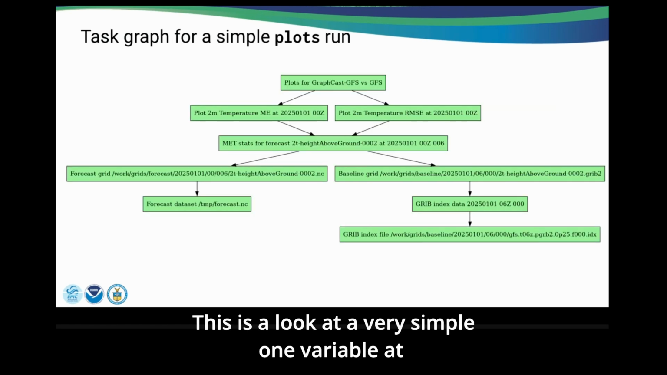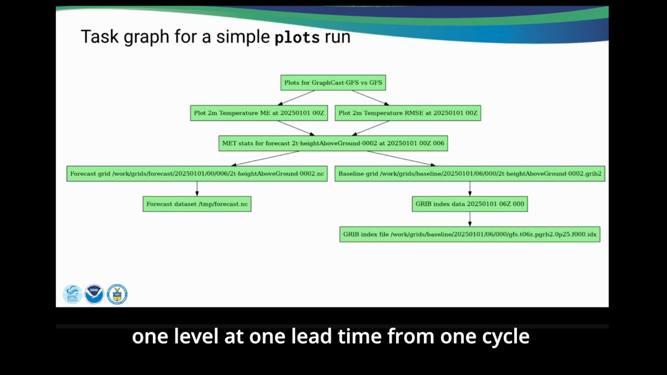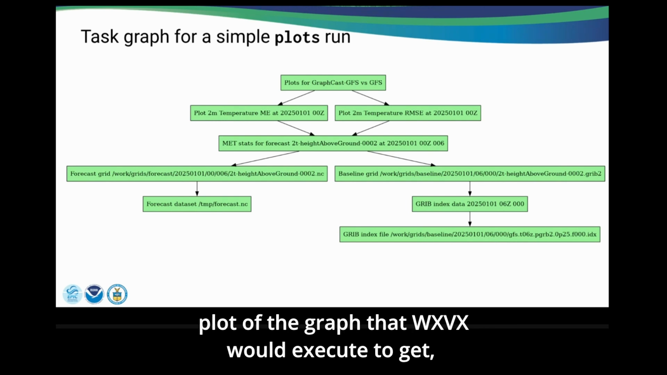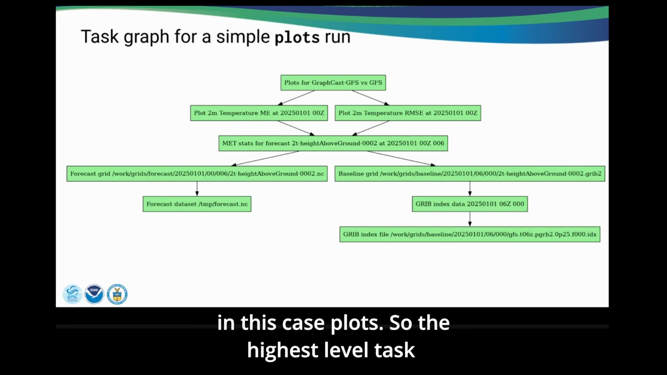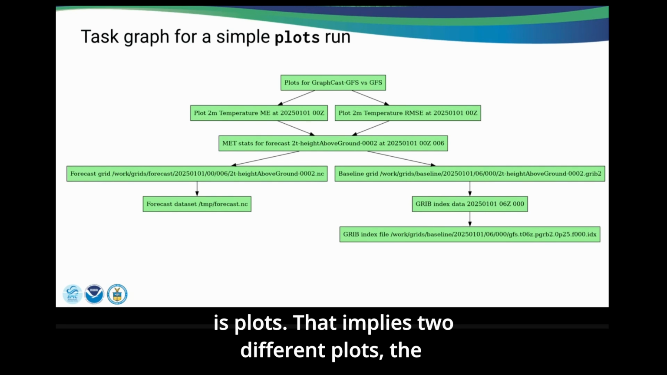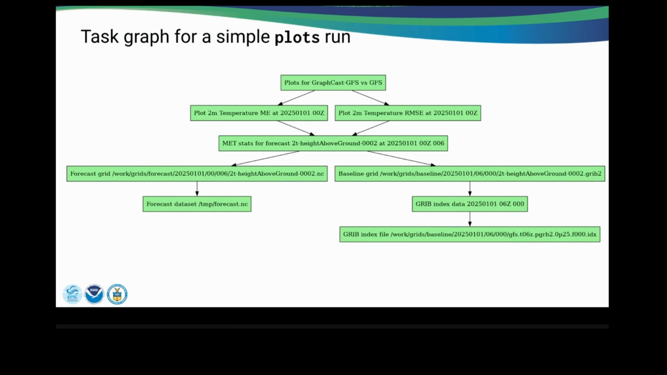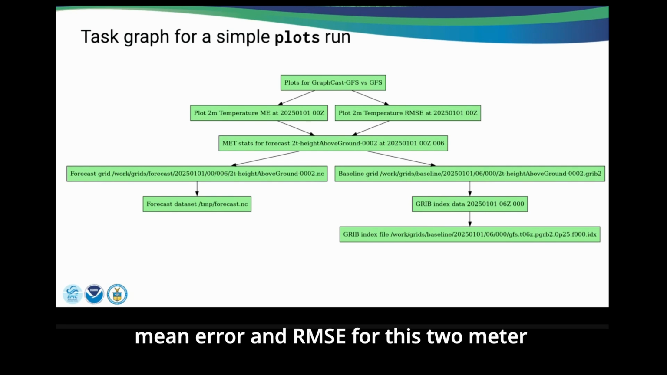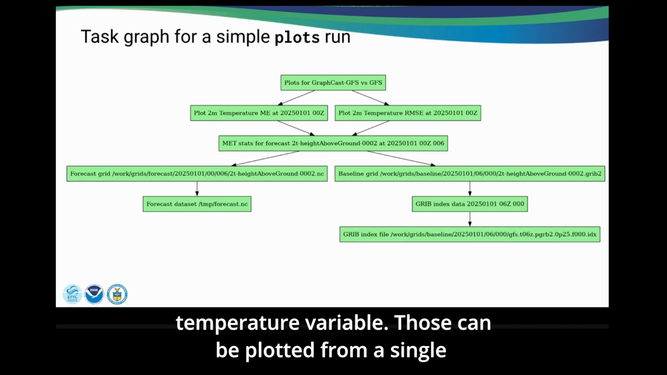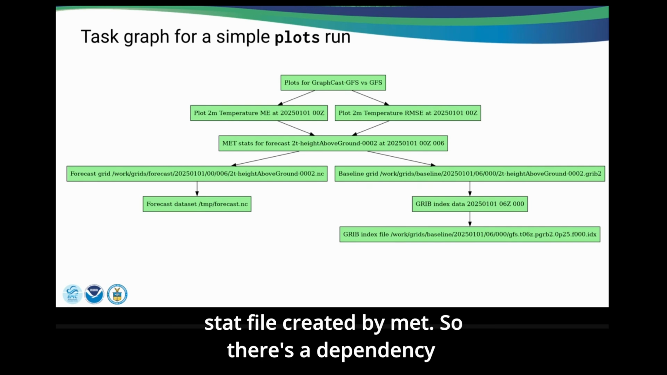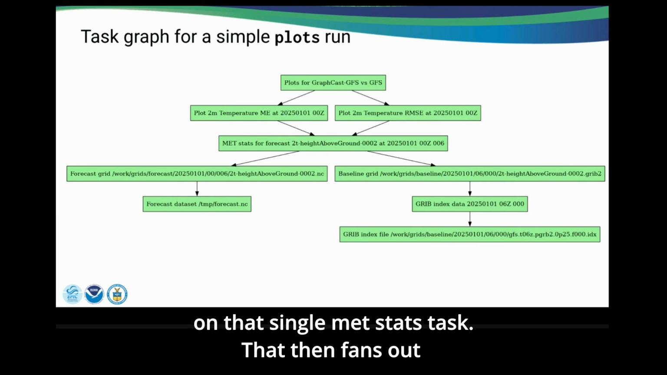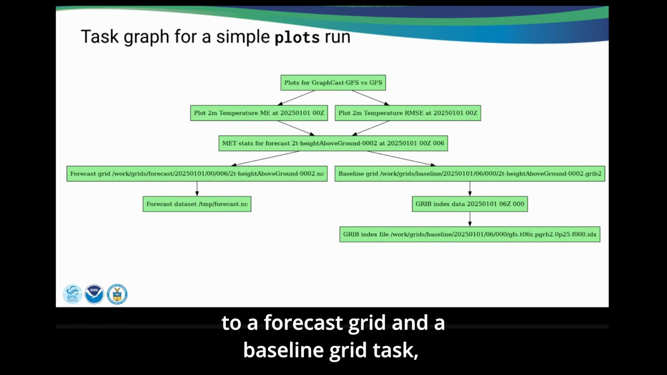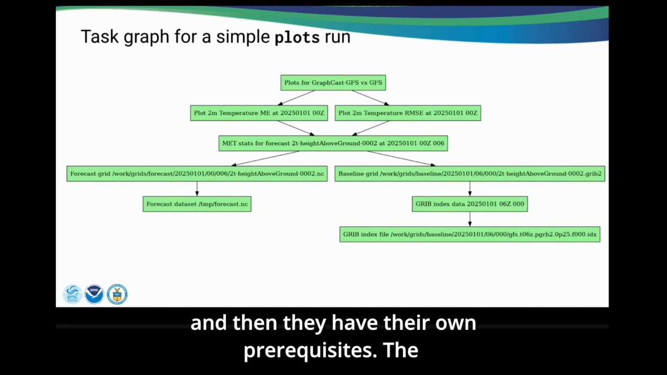This is a look at a very simple plot of the graph that WXVX would execute, for one variable at one level at one lead time from one cycle, to get, in this case, plots. So the highest level task is plots. That implies two different plots, the mean error and RMSE for this 2-meter temperature variable. Those can be plotted from a single stat file created by MET. So there's a dependency on that single MET stats task. That then fans out to a forecast grid and a baseline grid task, and then they have their own prerequisites.